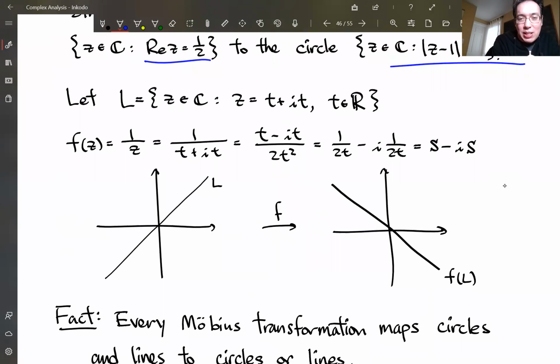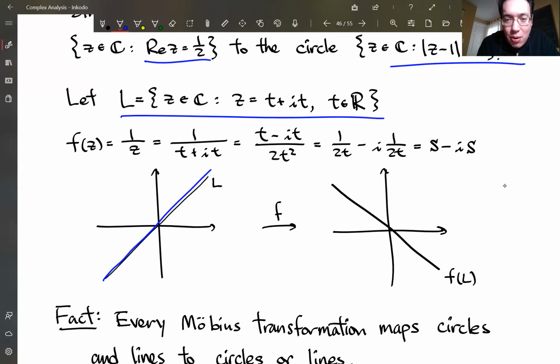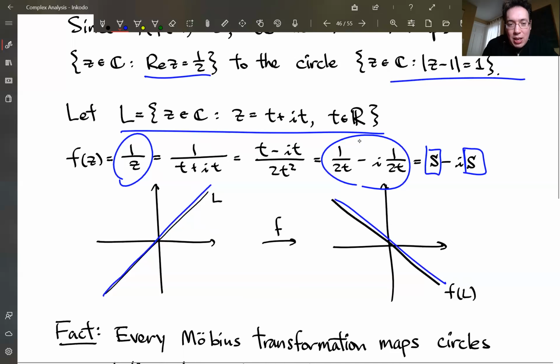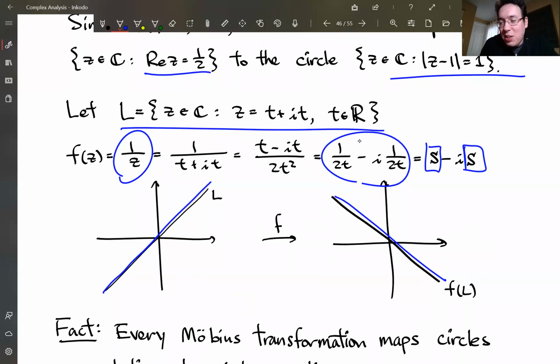So here's an example that looks like that. If you look at a diagonal line passing through the origin, 1/z turns into 1/2t minus i 1/2t. If you think of 1/2t as another variable s, this turns into a diagonal line in the output. Okay. And in this case, when t is equal to infinity, then s is equal to 0. So you could think about it that way.